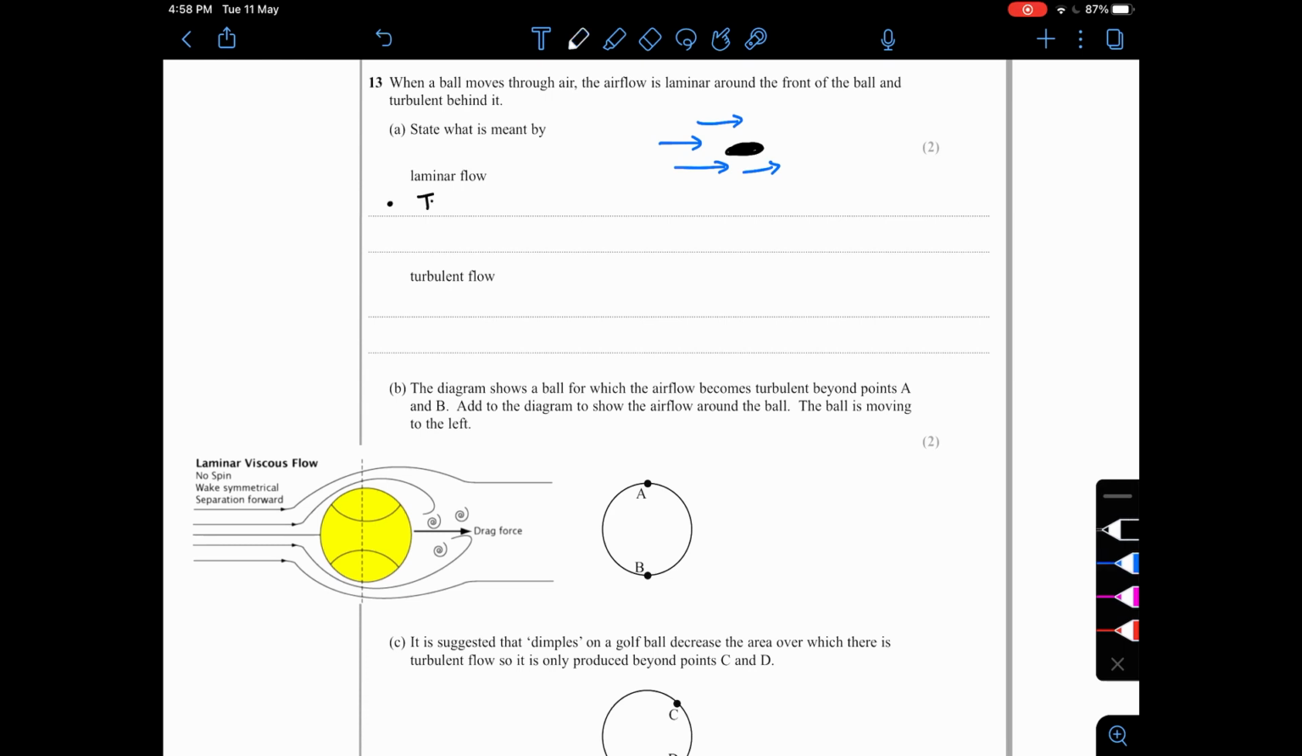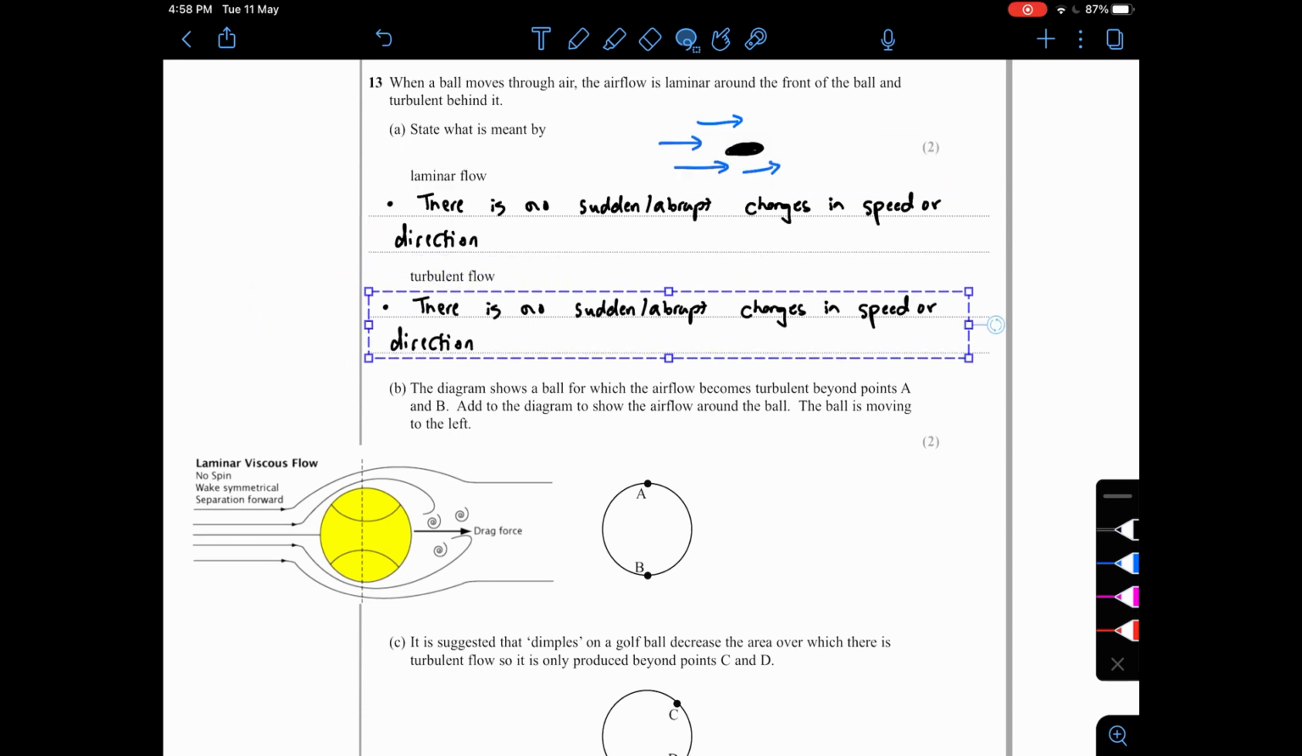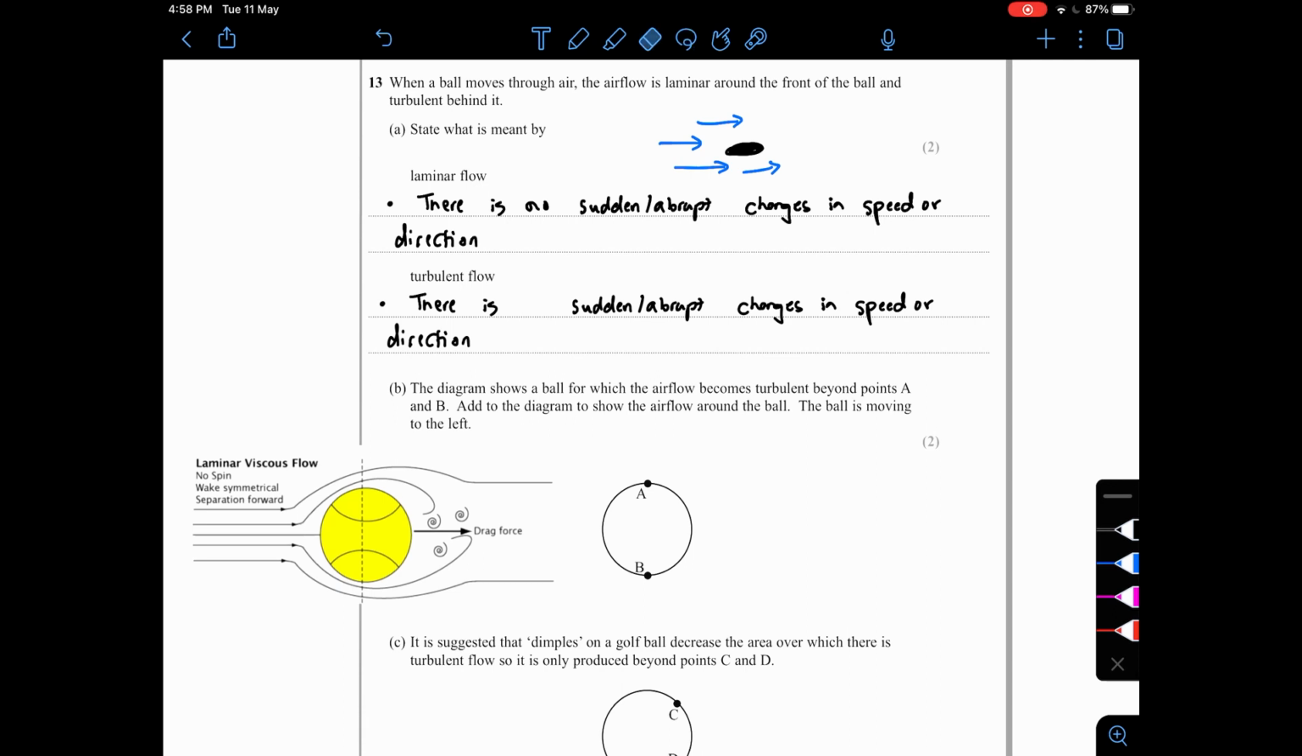They want you to say there is no sudden (or you can write abrupt, if you want) changes in speed or direction. Now, I can copy this word for word for turbulent and just change one thing. What is that one thing? It is this "no" over here. If I get rid of the "no", it does make sense now, doesn't it? If there are sudden and abrupt changes in speed or direction, that is the complete opposite of laminar flow. Turbulent flow goes everywhere, and that's the definition. So just by rule of thumb, laminar and turbulent are opposites. If you know one, you definitely know the other. So that's where I'm coming from.